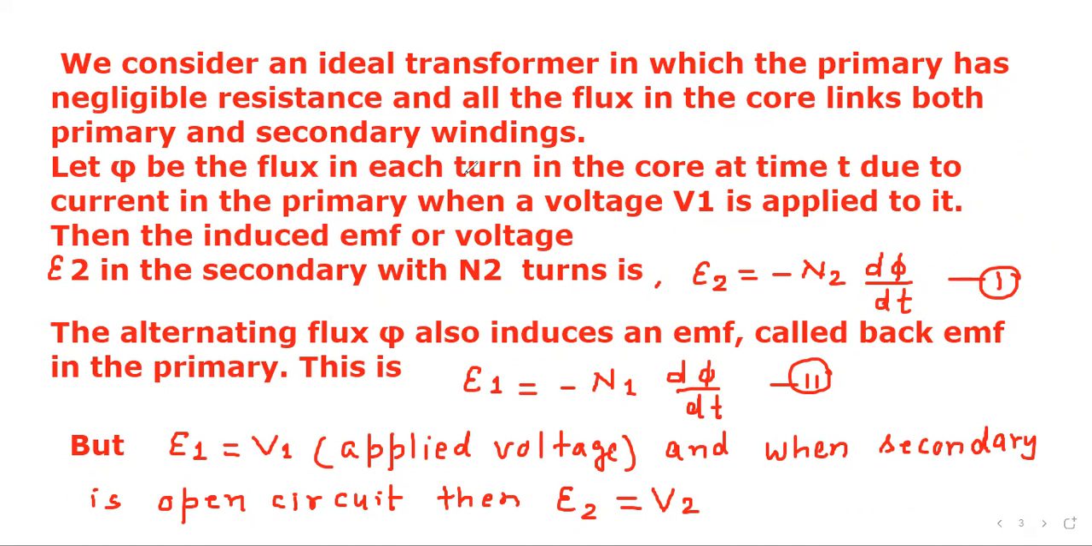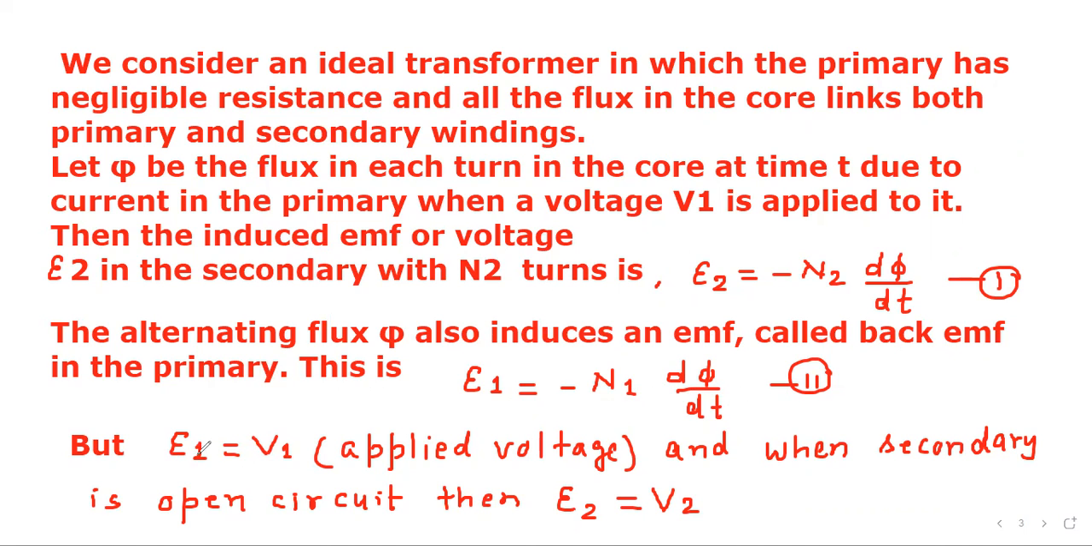Let phi be the flux in each turn in the core at time t due to current in the primary when a voltage V1 is applied to it. Then the induced voltage or induced EMF E2 in the secondary coil with turns N2 is given by E2 equal to minus N2 d phi by dt. Suppose this is equation number 1. The alternating flux phi also induces an EMF called back EMF in the primary. This is given by E1 equal to minus N1 d phi by dt.